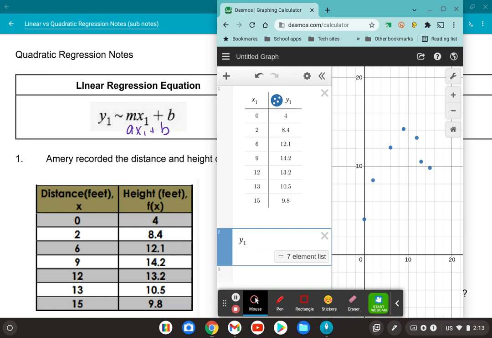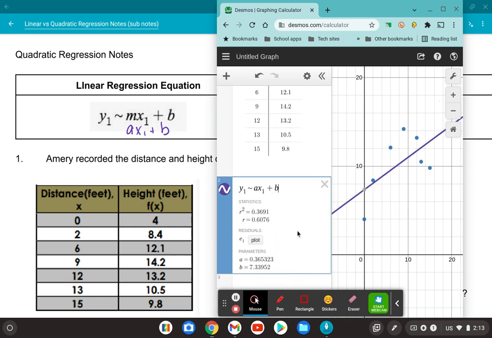So y1 tilde, that's what the little squiggly line means, ax1. And if you notice, I'm just pushing the 1. I'm not making it go down any farther. I'm not doing a subscript. I'm just writing it, and it automatically knows how to do it. And I'm putting A because I'm used to doing A. And here we get the A is 0.365323. We just need it to two numbers after the decimal. I will be fine with that.